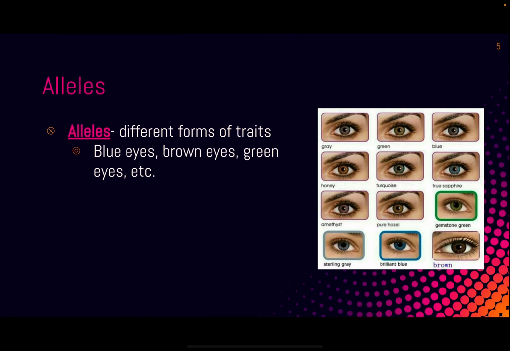So one of the things that he discovered was alleles. Alleles are different forms of traits. So you can have an allele for blue eyes, brown eyes, green eyes, etc. So all of these eye colors are a different allele. It's just a different version of the trait.